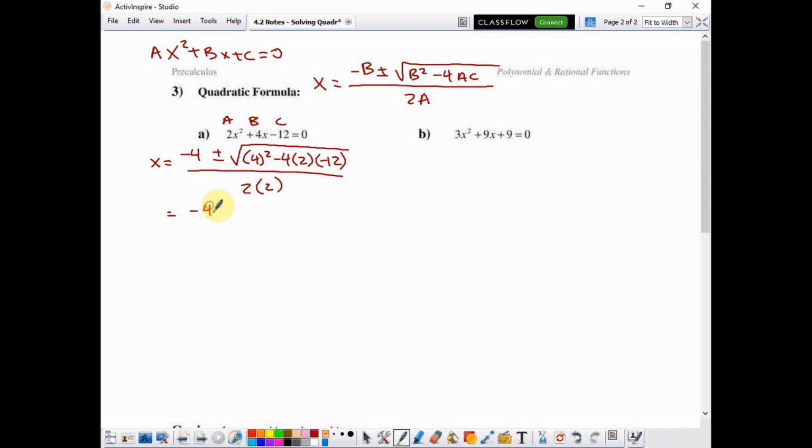So we get negative 4 plus or minus the square root of 4 squared minus 4 times 2 times negative 12, and that's a negative times a negative, so we're going to get a positive. So that's all going to combine to make 112. And 2 times 2 is 4.